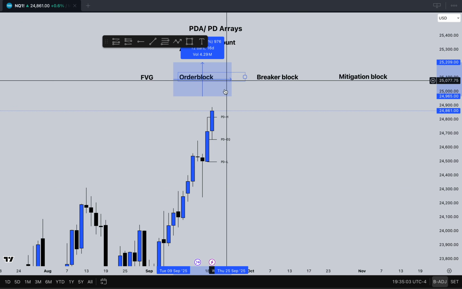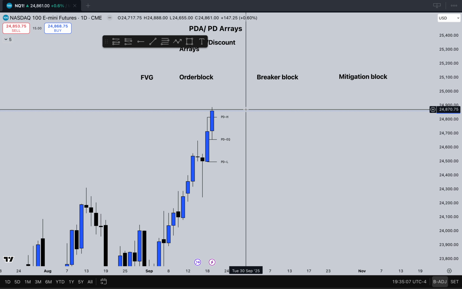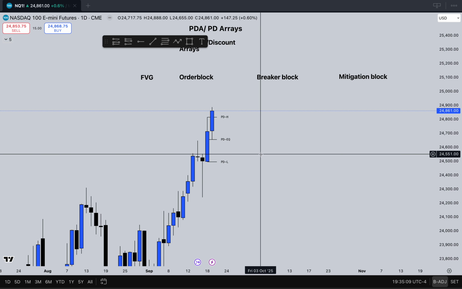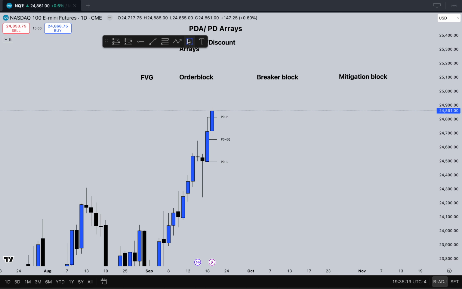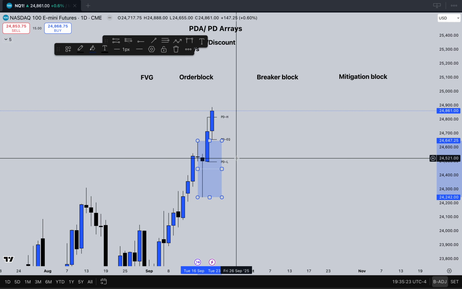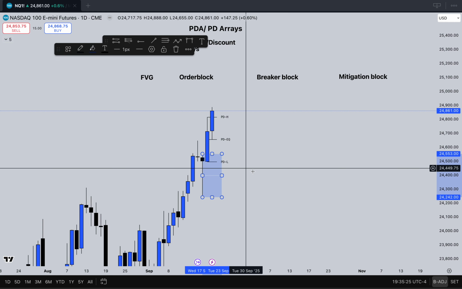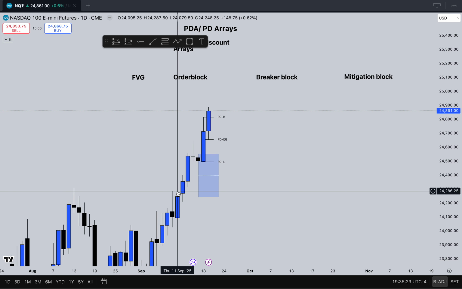Order blocks are the candles or the move, like the continuous candles along each other, that took out liquidity or filled a fair value gap. So just to highlight one right now for your eyes, this right here is an order block. Sorry, this candle is an order block. This candle filled the fair value gap.